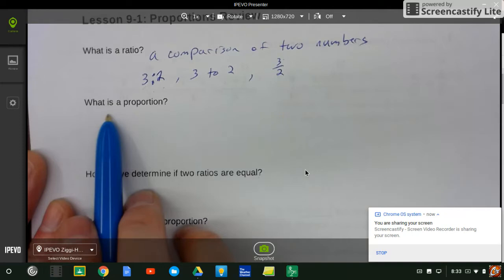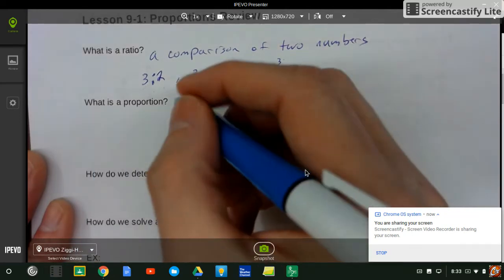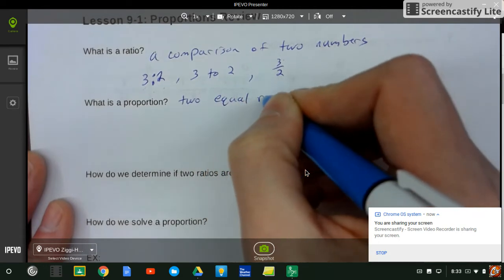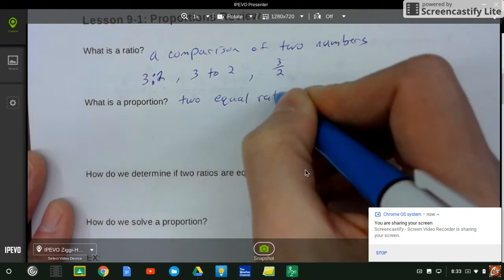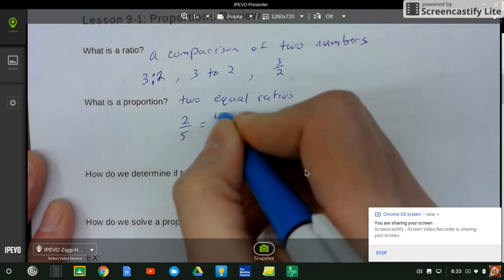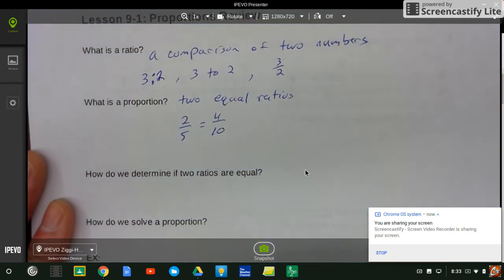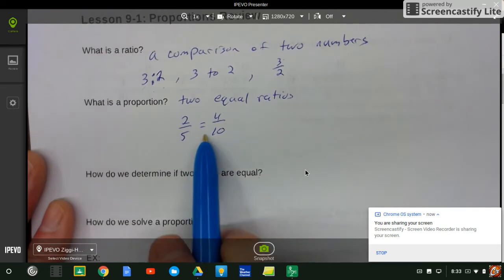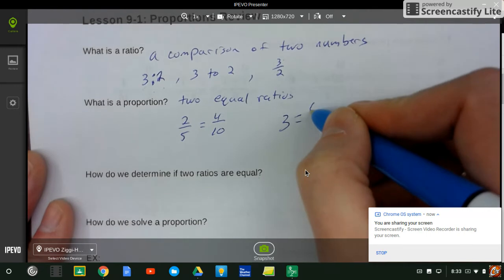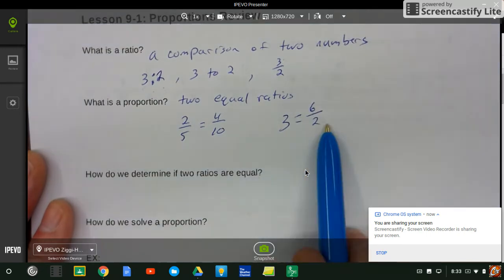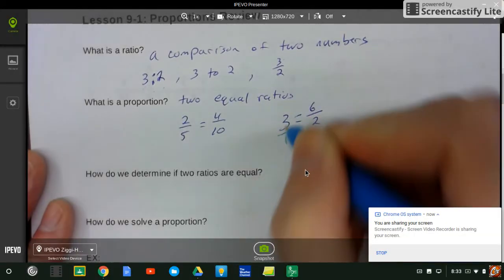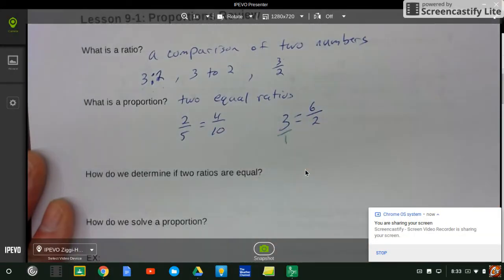Okay, now proportion is slightly different because proportion is two equal ratios. Okay, so if you did 2/5 is equal to 4/10, that would be a proportion. So anytime you've got two ratios equal to each other, even if I've got something like 3 equals 6/2, that is still a proportion. Because remember, 3 can be written as 3/1. So that's how we can say that's actually still a proportion.